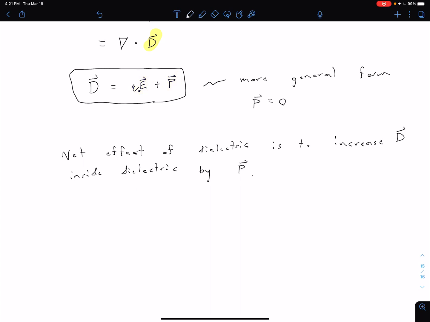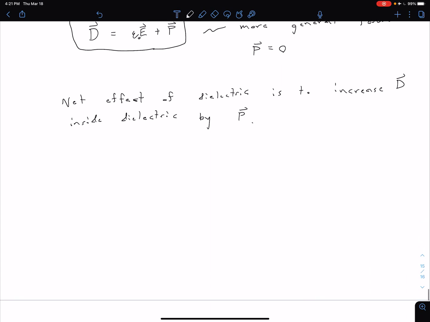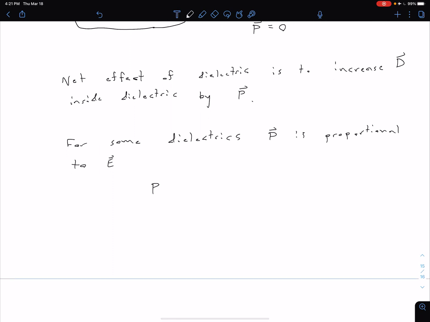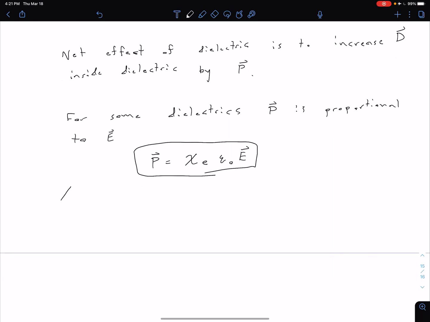For some dielectrics, that polarization is proportional to the applied electric field. So for most useful dielectrics at least, our polarization P is proportional to our applied electric field E. And so the equation that relates those two is P, our polarization, is equal to chi E epsilon naught E, where this chi E is our electric susceptibility.